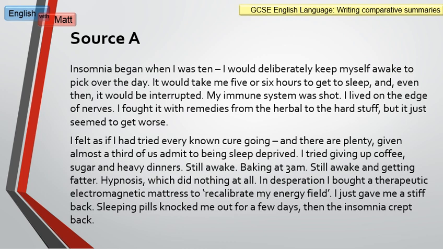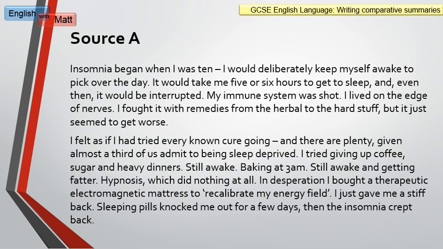I felt as if I had tried every known cure going, and there are plenty, given almost a third of us admit to being sleep deprived. I tried giving up coffee, sugar, and heavy dinners, still awake. Baking at 3 a.m, still awake and getting fatter. Hypnosis, which did nothing at all. In desperation, I bought a therapeutic electromagnetic mattress to recalibrate my energy field. It just gave me a stiff back. Sleeping pills knocked me out for a few days, then the insomnia crept back.